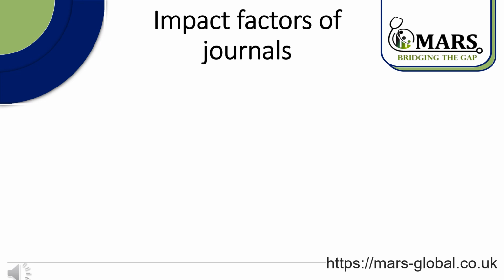The impact factor of the journal is a measure of the average citation rate of the journal. It is calculated by dividing the number of citations in 1 year by the total number of articles published in the 2 previous years. It is published in the Journal Citation Reports database.